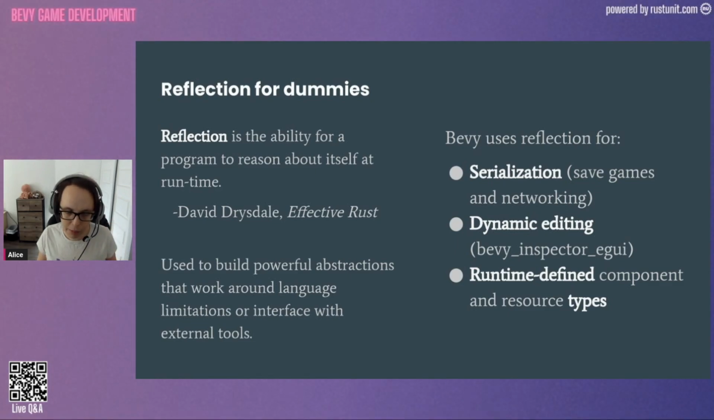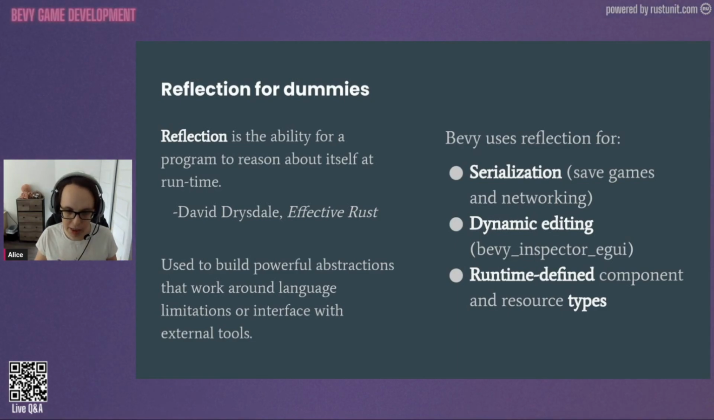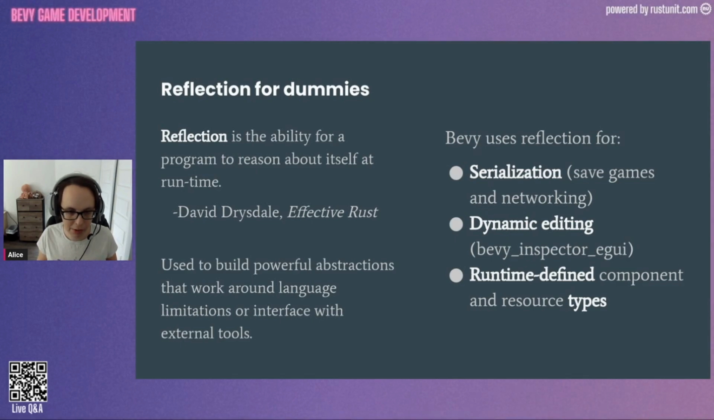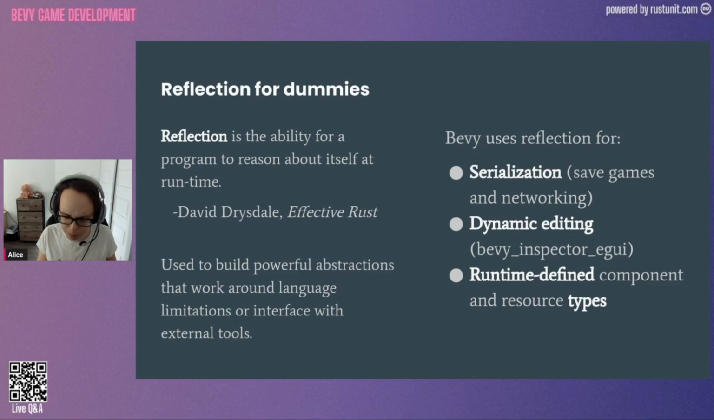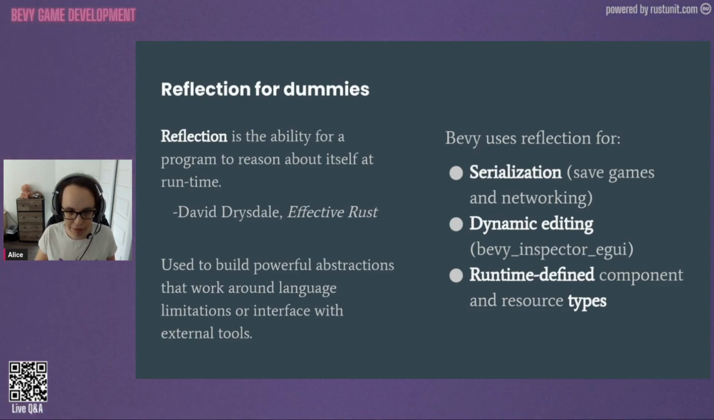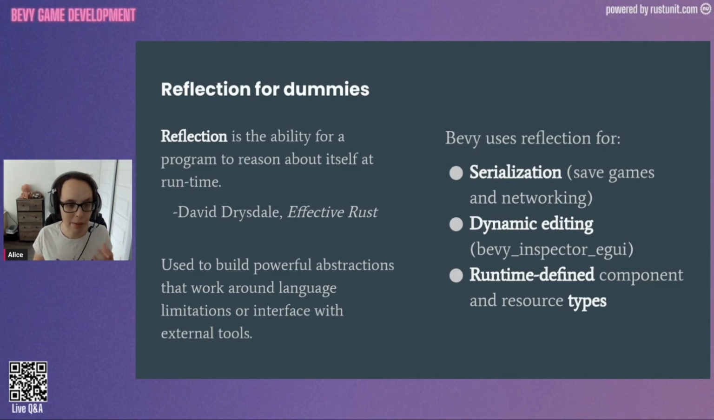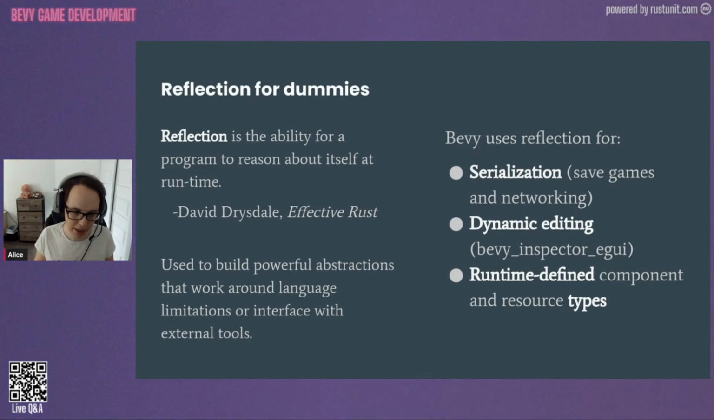So let's break it down into really simple terms. Let's try to understand what this is and why it's useful in a simple way. When I was trying to write this slide and doing my research, I was like, I should make a succinct summary of what reflection is. But it turns out David Drysdale, with his Effective Rust book, has a great quote, which is: reflection is the ability for a program to reason about itself at runtime. And in Rust, we usually mean that the program is reasoning about its type information at runtime.